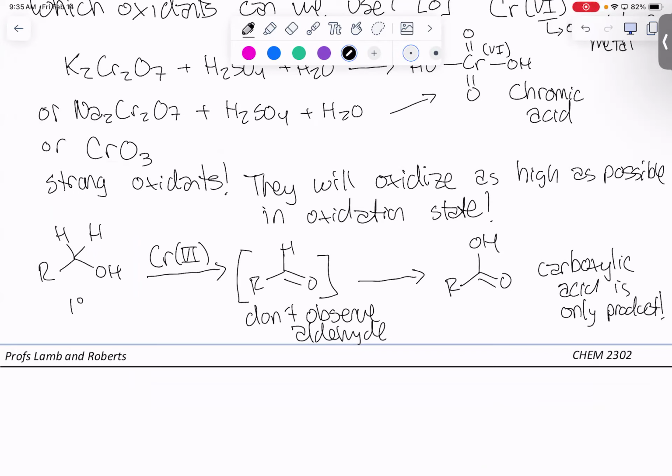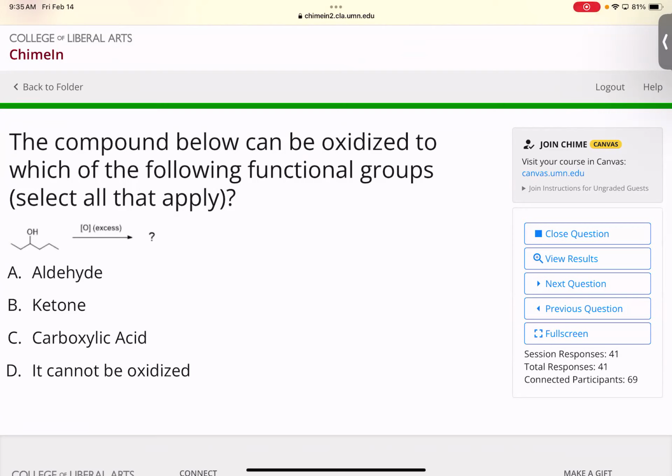All right, so the first thing we should check for ourselves is, we said that chromium reagents and excess oxidants will oxidize as high as possible. So then we need to check, is this a primary alcohol, a secondary alcohol, or a tertiary alcohol? Looks to me like a secondary alcohol. So even if you have a really strong reagent like chromium, it'll go as high as possible. It has to stop if there's no CH bonds. All right, so let's see what people are thinking.